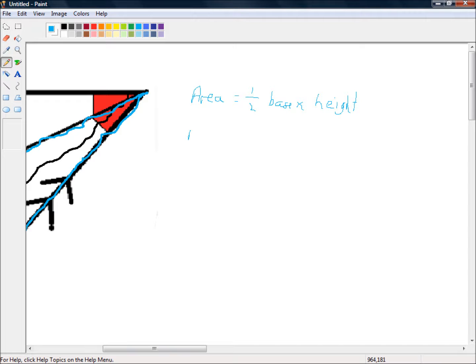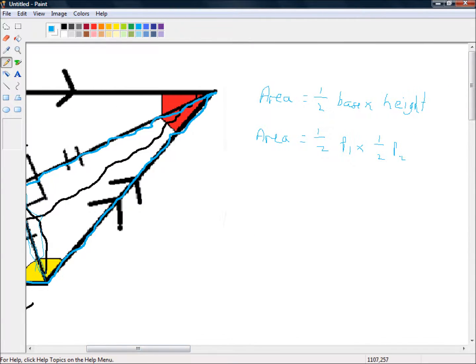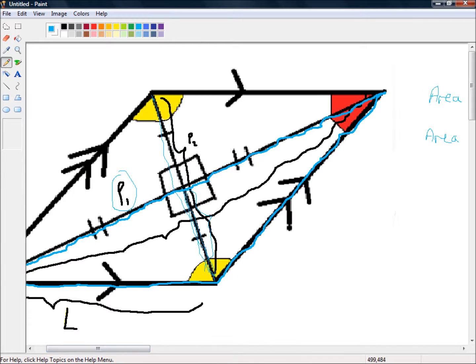So the area of just the triangle is equal to a half of P1 times a half of P2. The first half comes because it's half base times height, and the second one is because the height is a half of P2.